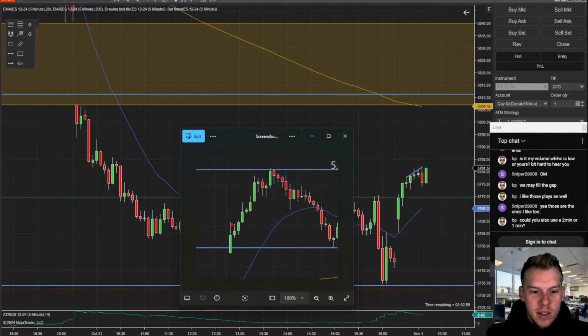So this is our example of the wedge. This pullback here is like this pullback here. Then we got one more push up before that failed.